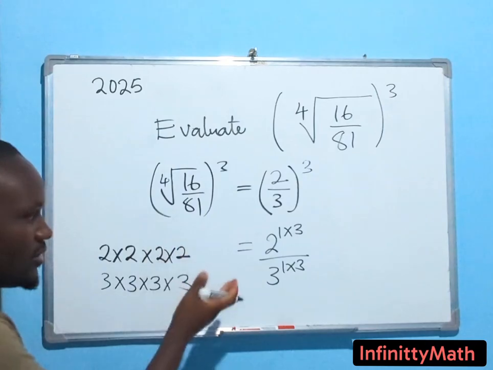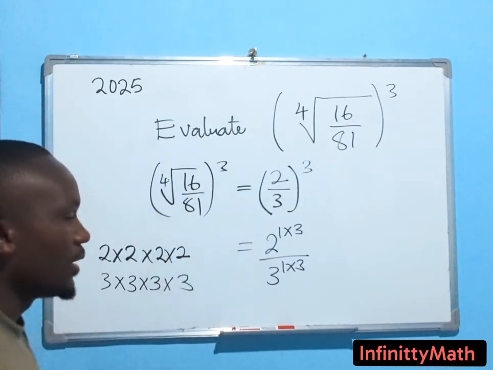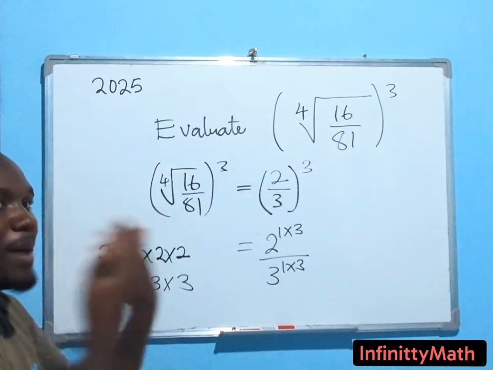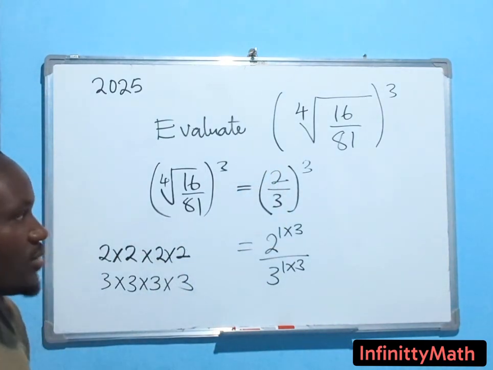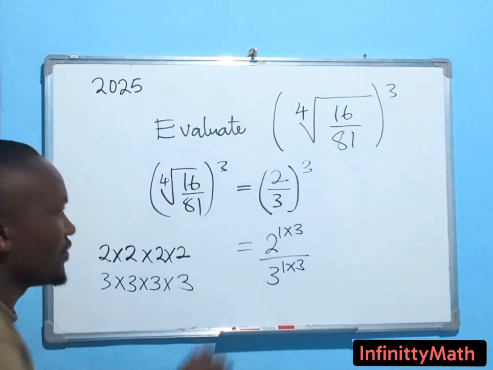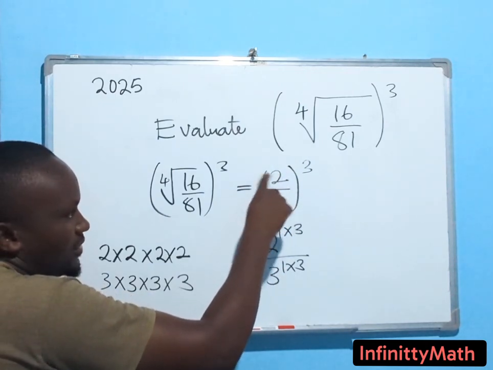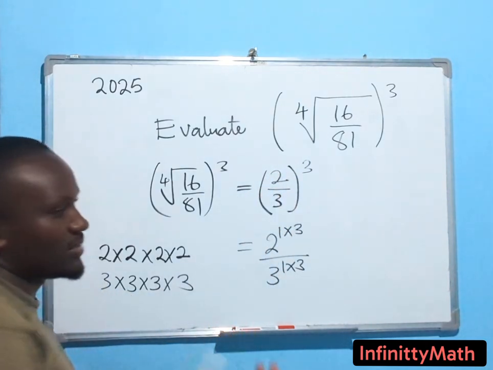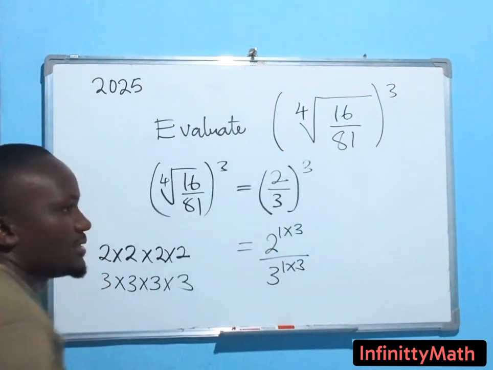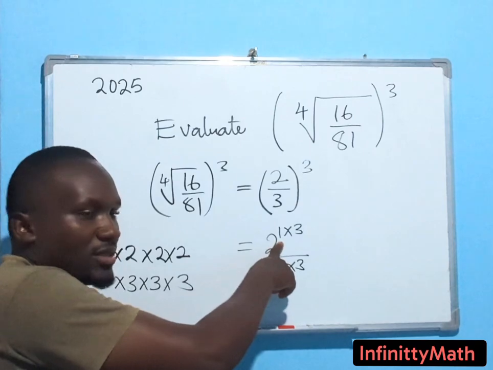So why am I showing this step? It's because sometimes it might be confusing if the numbers inside already have a power. For example, if the 2 was raised to the power of 2, it means that the power you have inside, which we call the index or the exponent, should multiply the index that is outside. That is the reason why I'm using the 1 here.